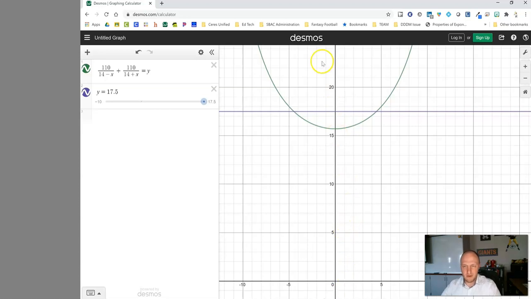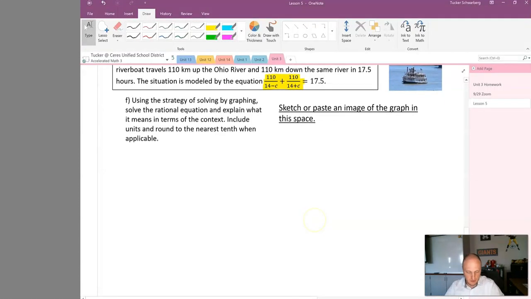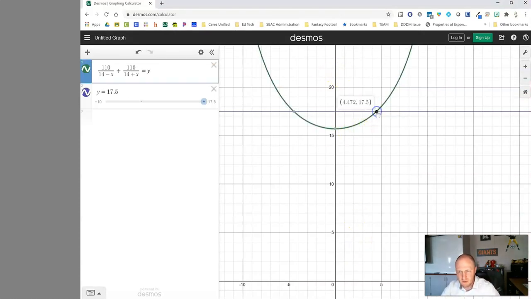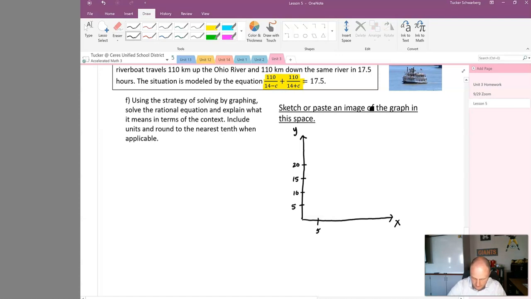Okay. So I'm going to go ahead and sketch this one, so I'll give you guys an example. So here's my y-axis, my x-axis. Okay, so x, y, and we're going up by 5s: 5, 10, 15, 20. And our solution's 4.472, so I'll also go by 5s over here: 5, 10, 15, 20. You just want to make sure your scales are kind of consistent.